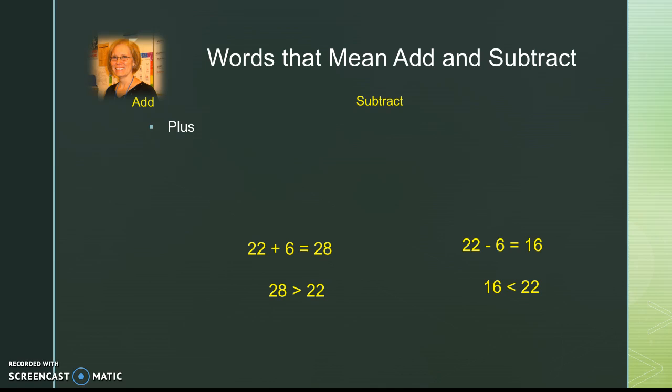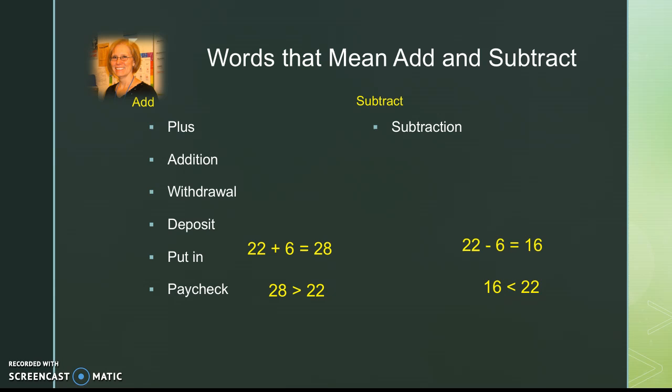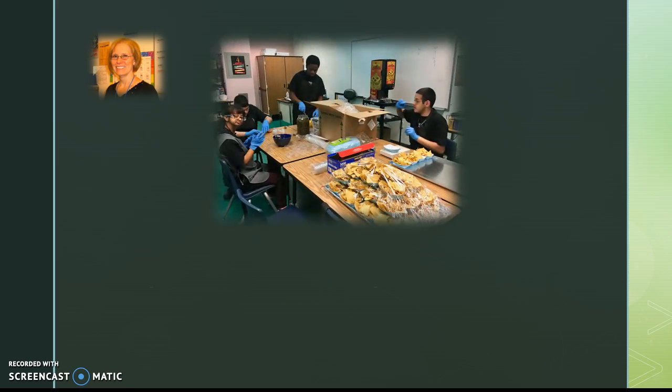There are many words that mean add and subtract. Some words that mean add include plus, addition, withdrawal, deposit, put in, paycheck. Words that mean subtraction: minus, withdrawal, bill, takeout, owe, and pay. Let's see why it's important to know and understand different words that mean to add and subtract.